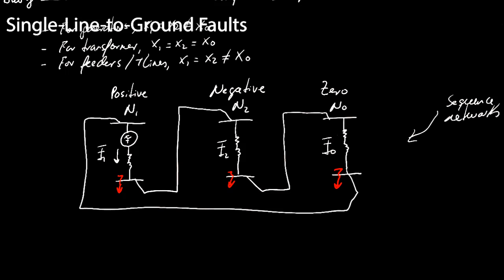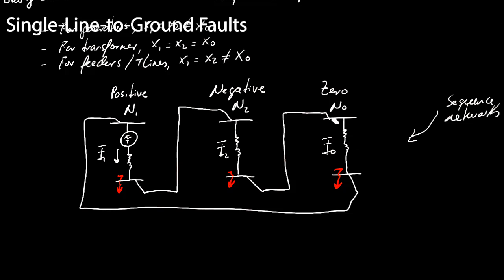And for a single line to ground fault specifically, we're going to interconnect all three sequence networks in series with each other. And again, this right here is the point of the fault. So we're interconnecting at the point of the fault. You can see that I've connected this point over here, which is the point of the fault, back to the neutral of the negative sequence. And then same thing between negative and zero and positive.